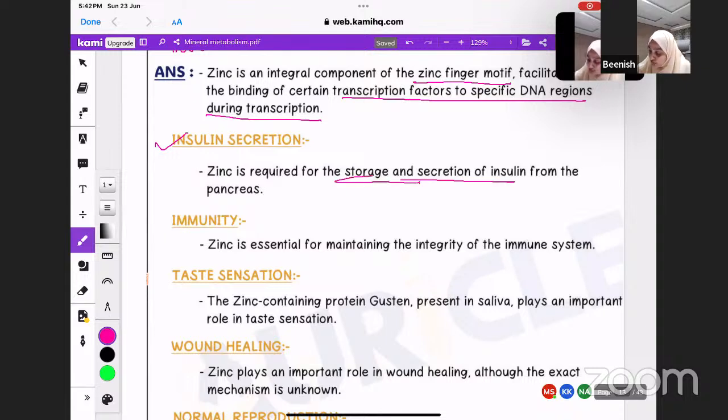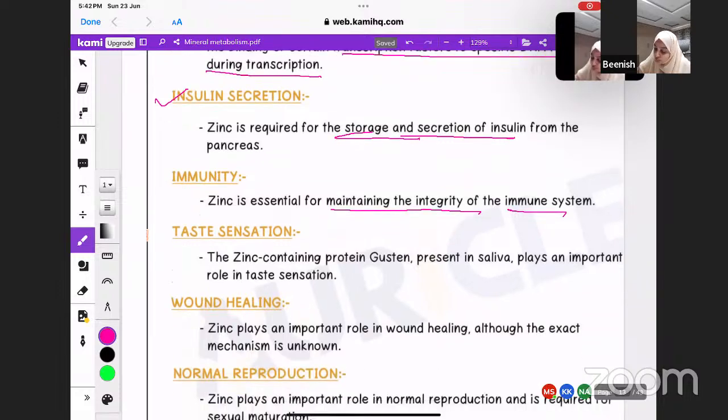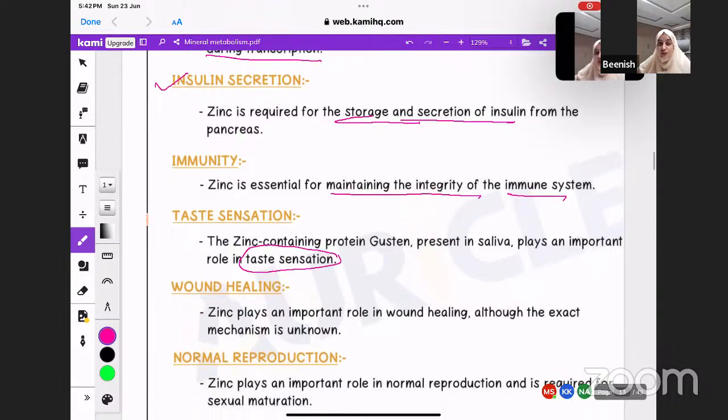Talking about that, zinc is required for the storage, and zinc is also essential for maintaining the integrity of the immune system. Then the zinc-containing protein gustin present in saliva plays an important role in taste sensation. So these are all the functions we're talking about for zinc.